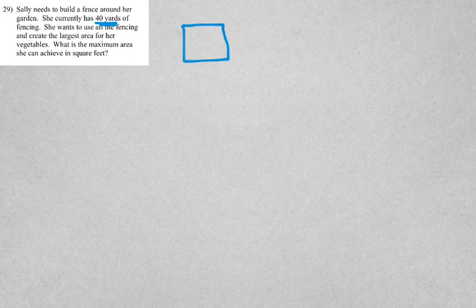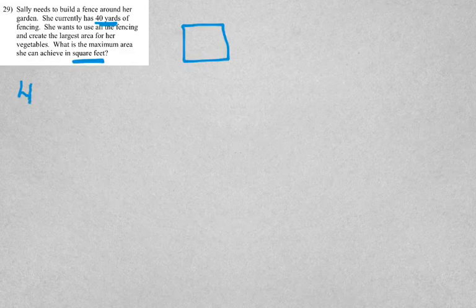So Sally is building a fence around her garden. She currently has 40 yards. She wants to use all the fencing to create the largest area for her vegetable garden. It doesn't say anything about any walls. That means to me that she has 4 sides that are being used with the fencing. It doesn't say anything about anything dividing the area. But it does tell me it wants it in square feet.